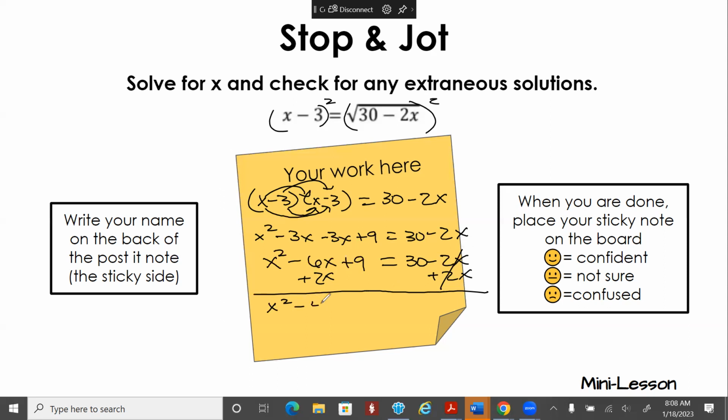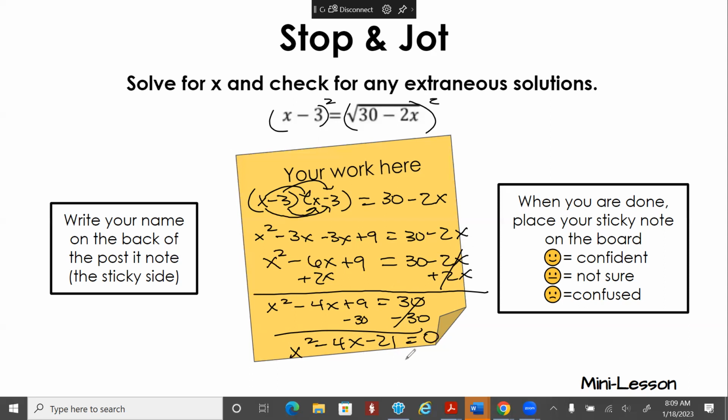And that's going to give me x squared minus 4x plus 9. And then we're going to move that 30 to the other side by subtracting. So this is going to give me x squared minus 4x minus 21 equals 0.